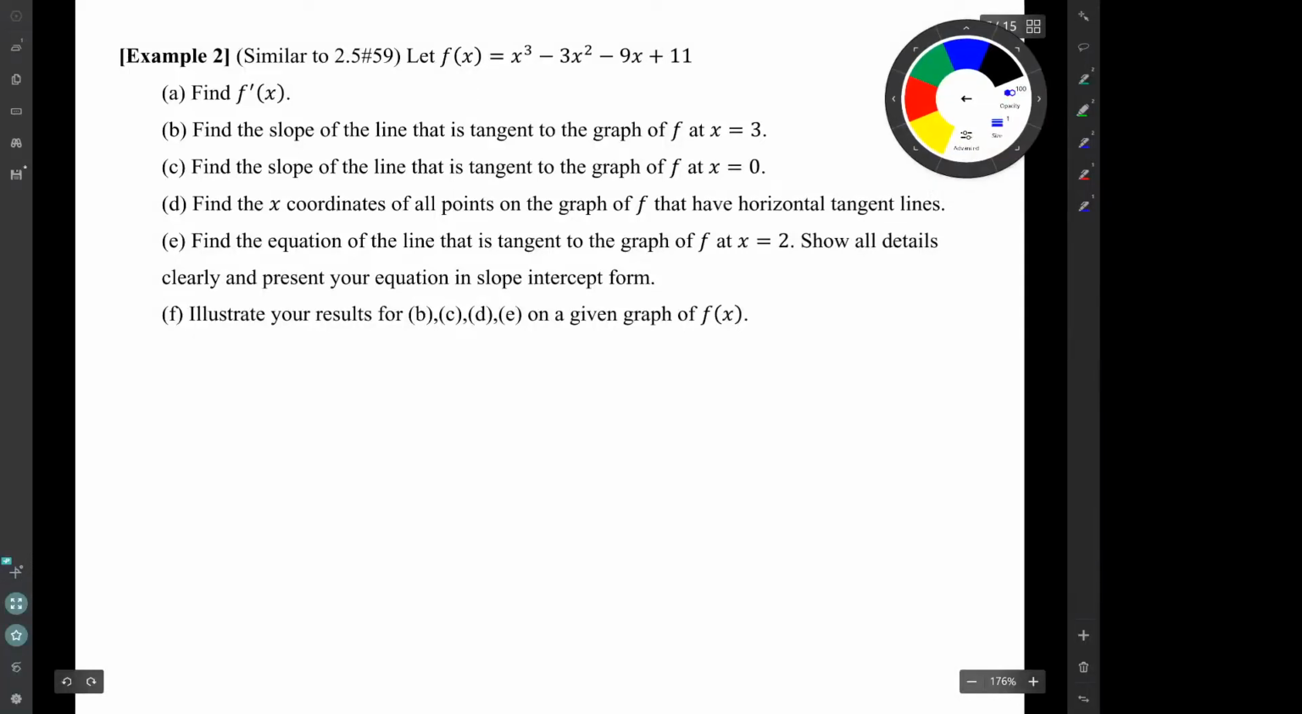Example 2 is similar to a problem from section 2.5. You're given a polynomial function, f of x. We're supposed to find all this stuff. Find f prime, find the slopes of some tangent lines, find some coordinates of points on the graph that are going to have horizontal tangent lines, find equations of tangent lines, or find an equation of a tangent line, and then illustrate the results on a given graph. So let's get started.